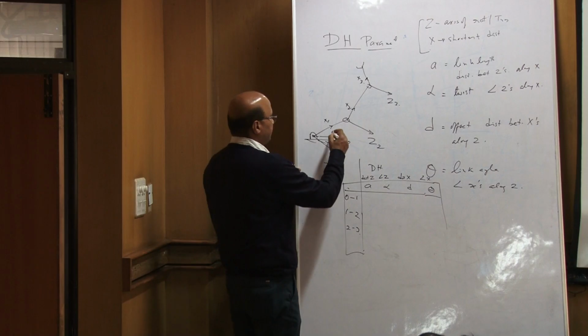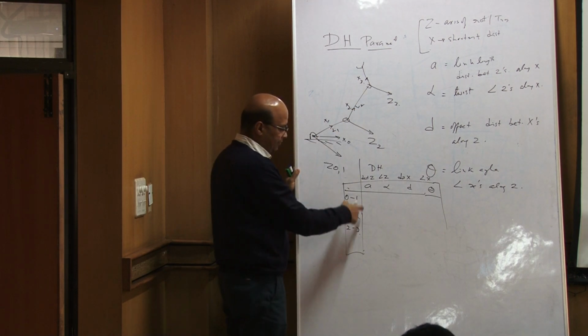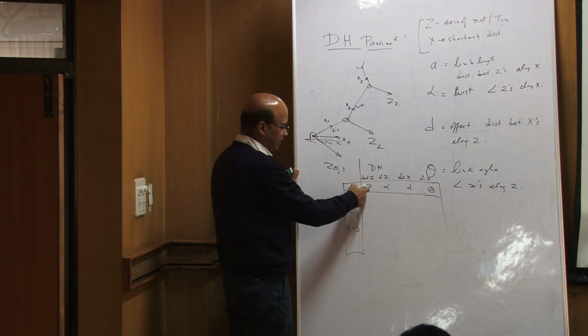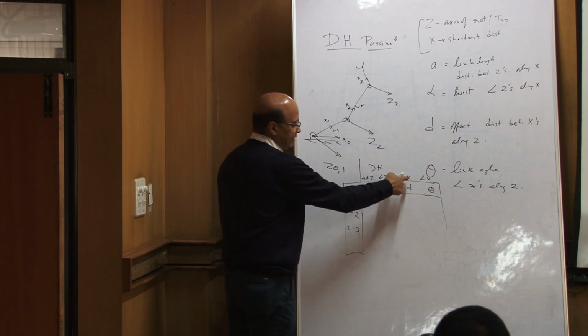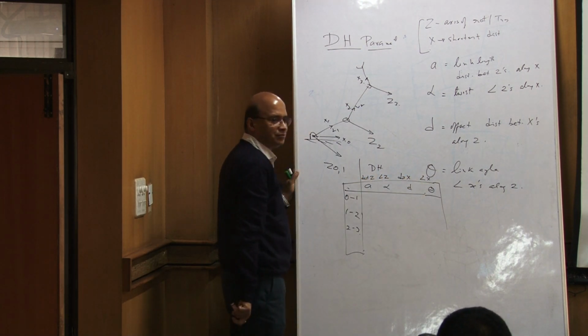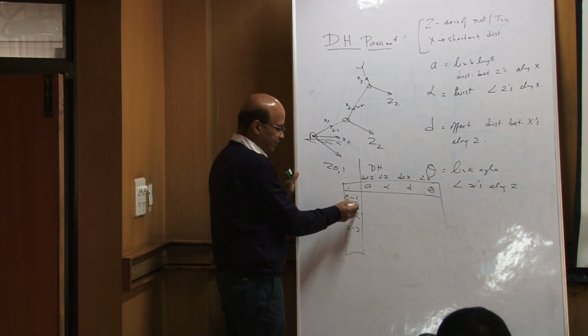So if you look at this example, let's call this L1 and this length L2. I just make this table, and just to remember, I write A, alpha, d, theta. A and alpha are the distance between z and angle between z; d and theta are the distance between x and angle between x. Here I write 0 to 1, 1 to 2, 2 to 3. This means between these two axes, and these two axes.